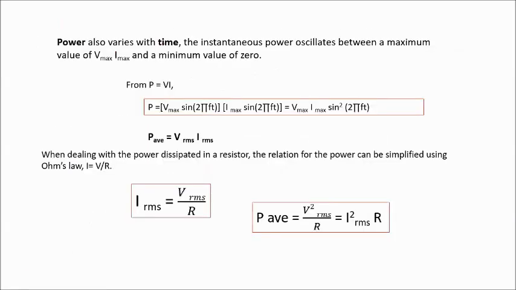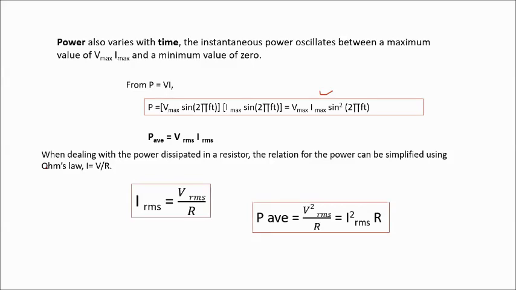So power also varies with time. The instantaneous power oscillates between a maximum value of Vmax times Imax and the minimum value of 0. So using the formula sa Imax, sa I average and V max, no? Using I and Vmax. So substitute natin yun dito. And we have this one. Or the P average is VRMS times IRMS.